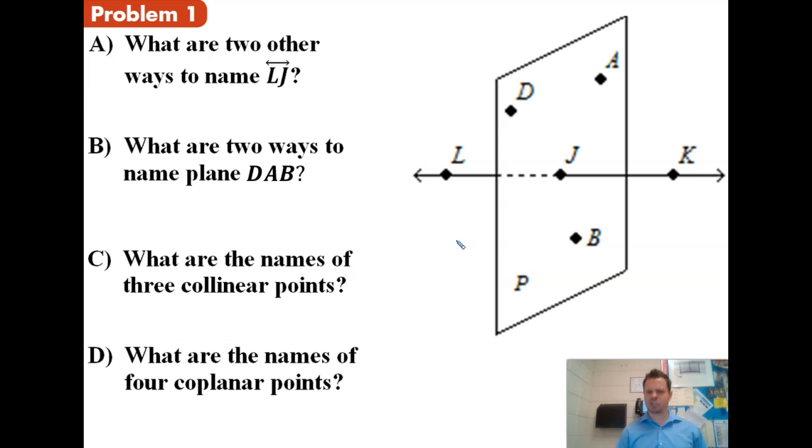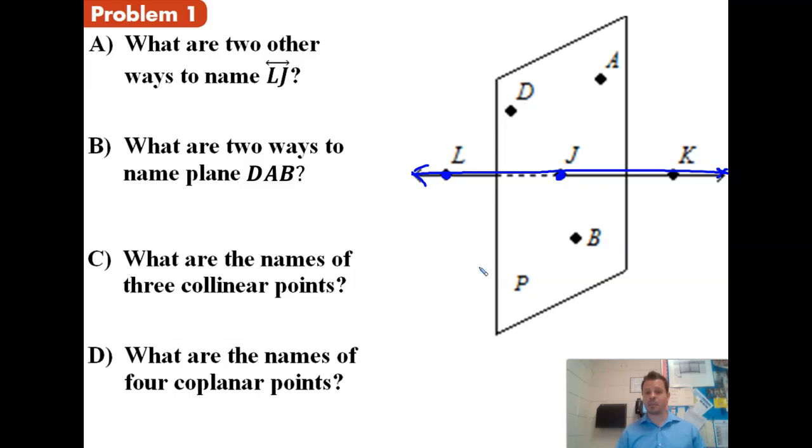Okay, so in problem 1, we have a geometric figure which is supposed to represent a plane kind of tilted to the side, along with a line coming through the back of it and popping out the front. Part A asks, what are 2 other ways to name line LJ? Well, there's only one line on here, but if I ever had to find that line LJ, I'd find point L, find point J, and then just connect my dots. So I know I'm talking about the line in blue here.